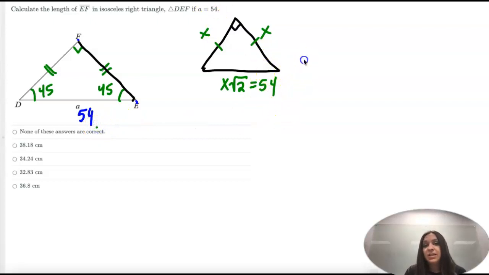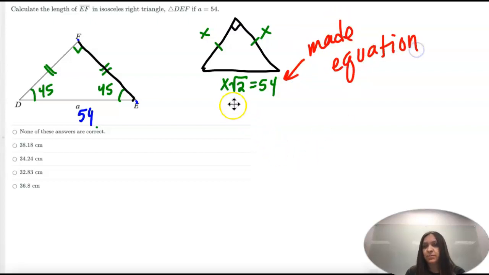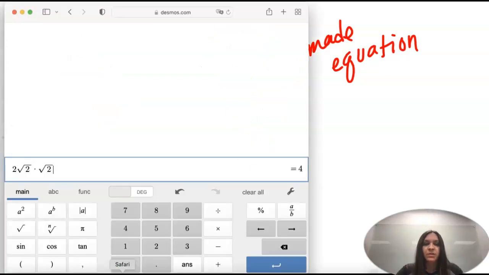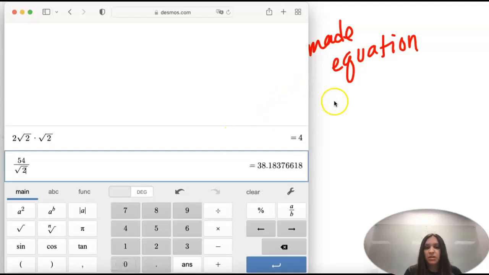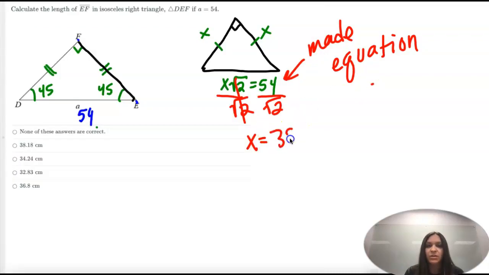So what I did is I made an equation. Now I can solve for x. To get x by itself, I would divide both sides by the square root of 2. So x equals 54 divided by the square root of 2, which is 38.18. Right here.